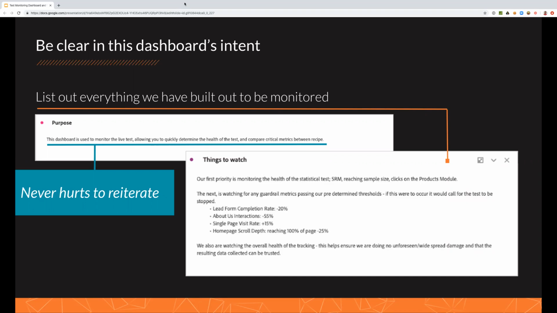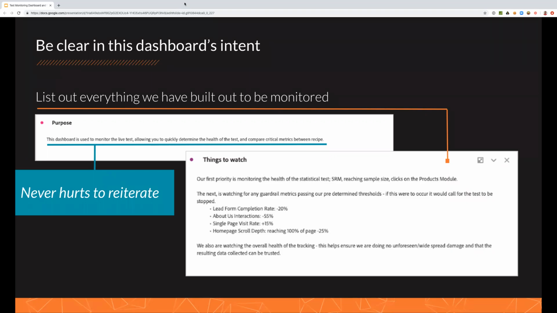So we're looking at the form completion rate, we're looking at that other modules interactions, and we're looking at some metrics around homepage interaction. And then at the bottom, we let them know we're also going to be checking overall health to ensure our test is healthy.